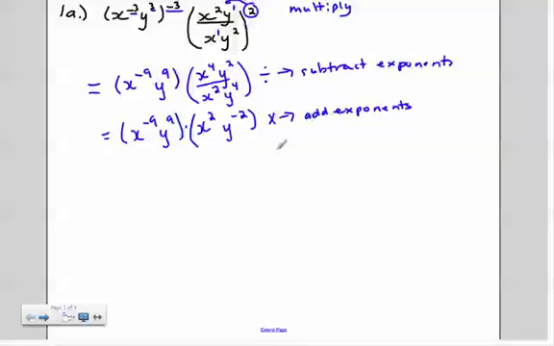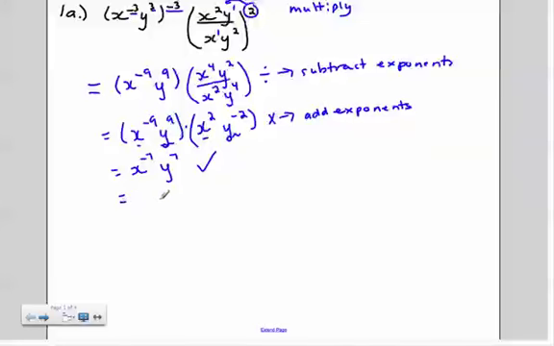And I can only put like bases together. So this x is going to go with this x, and this y is going to go with this y, and I'm going to write them with one base and one exponent. -9 plus 2 is -7, and I put those two together because they are the x's. 9 plus -2 is +7. So now that is a right answer.